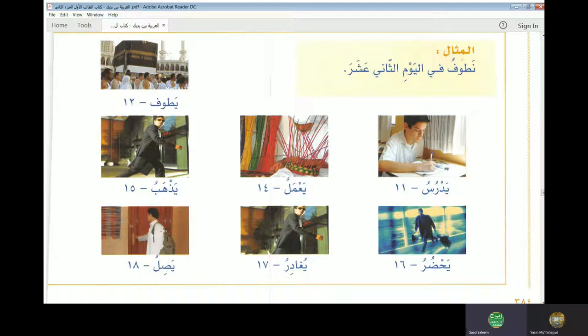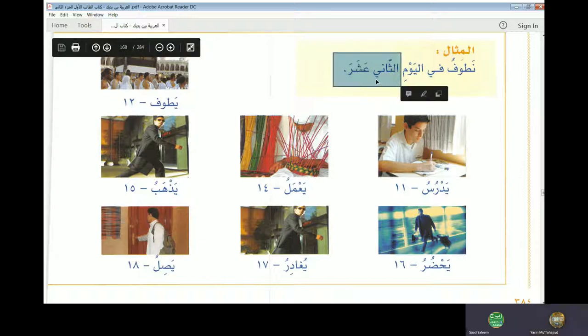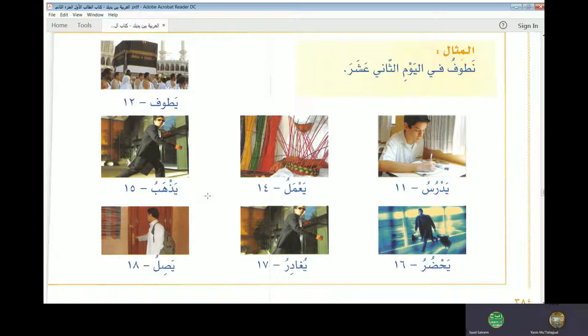Now listen. We read the ordinal counting, the positions, from 11 to 20. Ahada ashara, 11th. Then الثانية عشرة, 12th. Then الثالثة عشرة, thirteenth. Then الرابعة عشرة, fourteenth. الخامسة عشرة, fifteenth.